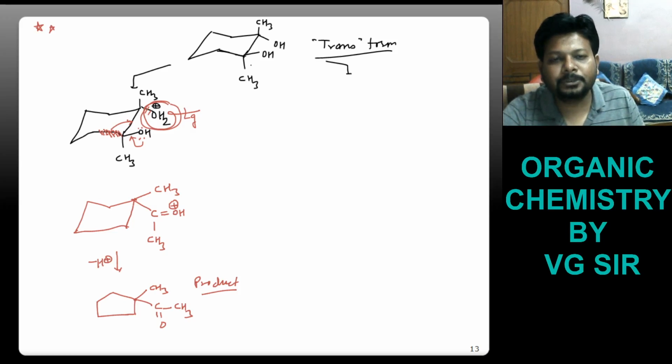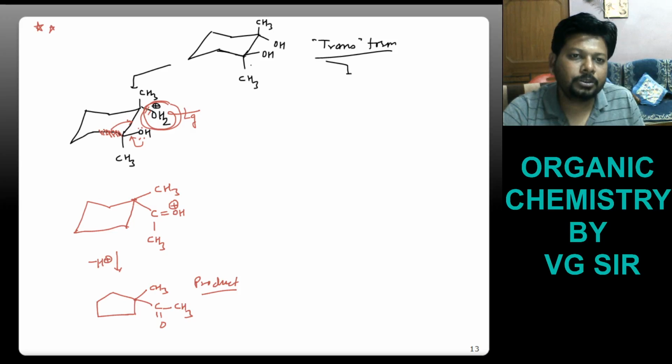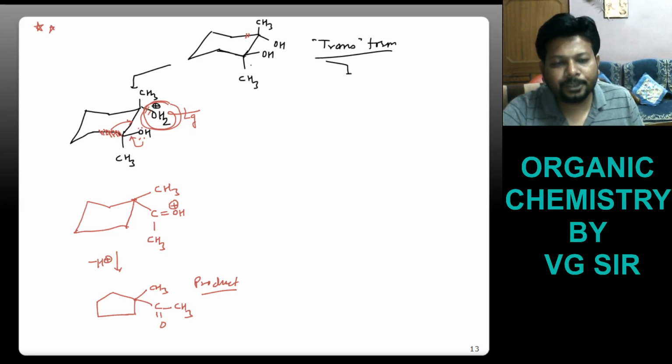Now what happens if this group shows migration, or this group goes for protonation? So again you can say this is equatorial. So which bond will be anti to this bond? Okay, so in this whole molecule, the group which is anti to this will be this. So now this will come over here, and you will get the same product.